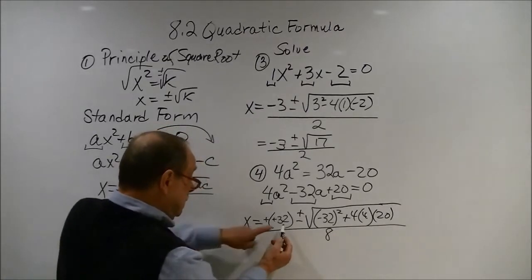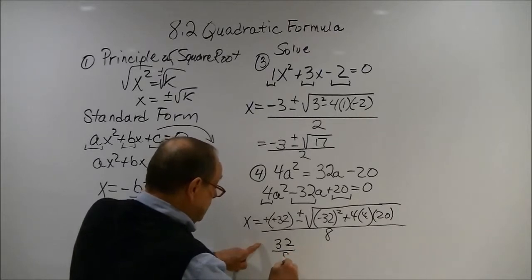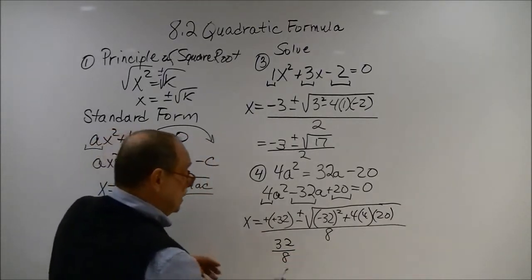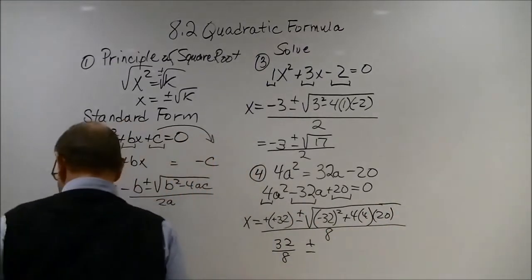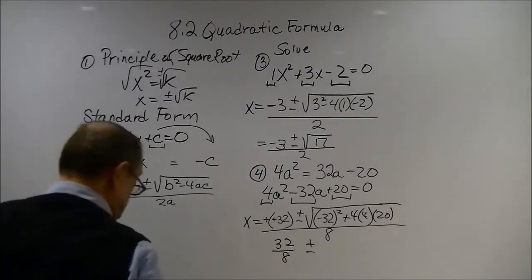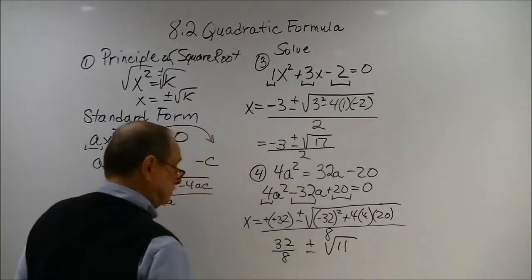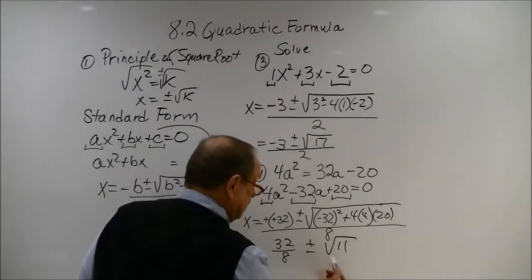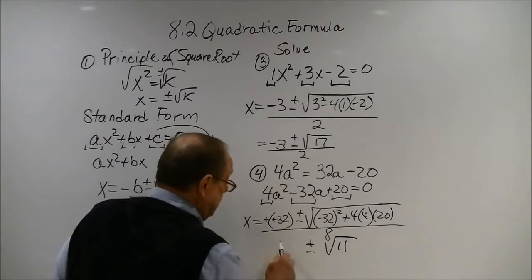And I can see over here that when this 32 is over 8, this is going to become a 4. And then whatever this becomes, it'll be plus or minus. And I have it worked out here. It ends up becoming plus or minus the square root of 11. Now there might have been an 8 out here that canceled with the 8. And again, this is going to become a 4.